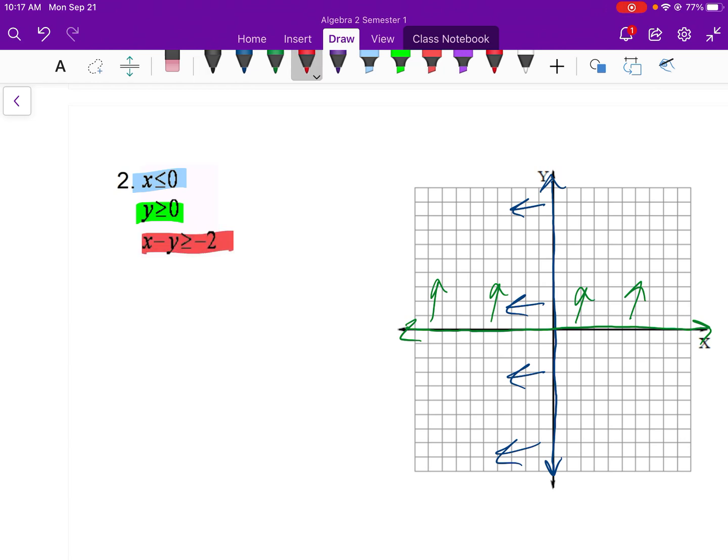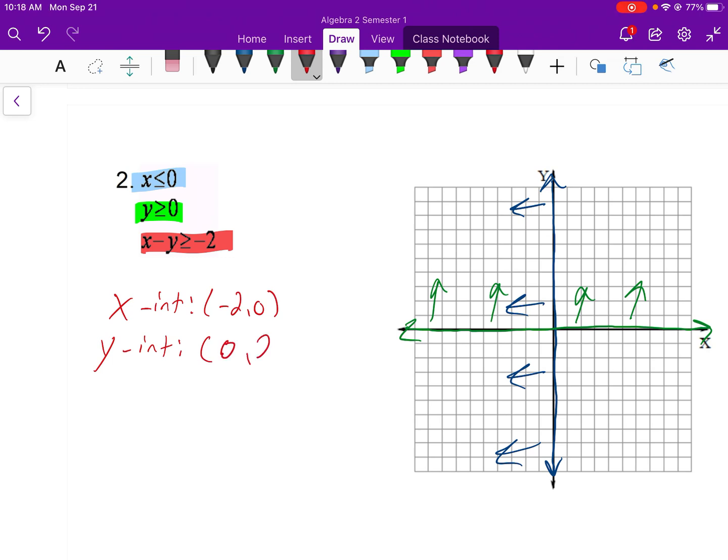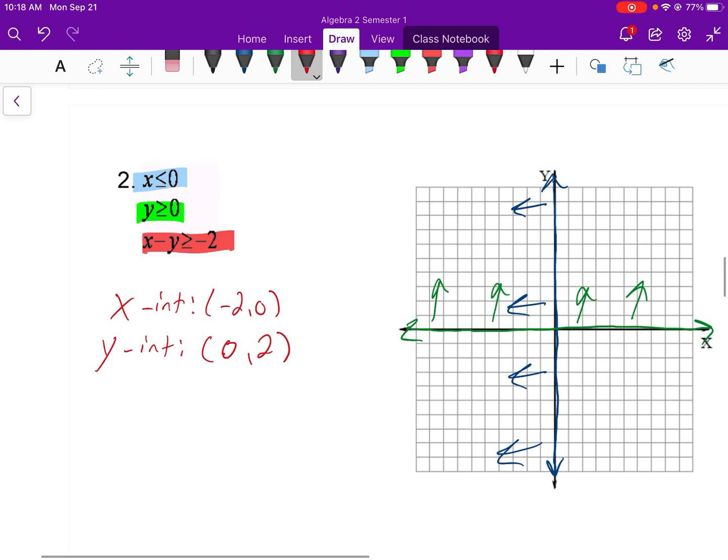We'll do this third one in red. Okay, so for x minus y, we get the x and y intercepts. The x-intercept will be negative 2, 0, while the y-intercept will be 0, 2. All right, so now we have our 2 points, negative 2, 0 and 0, 2. And since it's greater than or equal to, we will have a solid line.